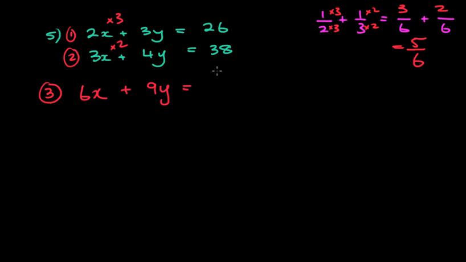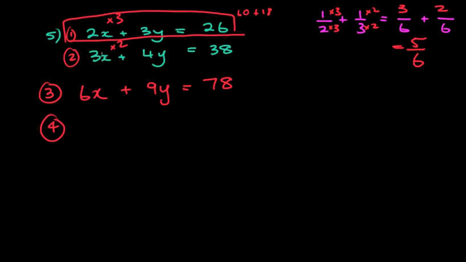26 times 3, what's that going to be? 3 times 20 is 60, plus 3 6s are 18, so it's going to be 78. So I've times that whole lot here by 3. Likewise, I'm going to make a fourth one. I'm going to times this whole thing by 2, or doubling it. 3x times 2 is 6x, 4y times 2 is 8y, and 38 times 2 is 76. Now, you could have done the y's. You could have used 12y and times this whole thing by 4 and this whole thing by 3. Doesn't matter which one you do, as long as you make one of the letters the same.